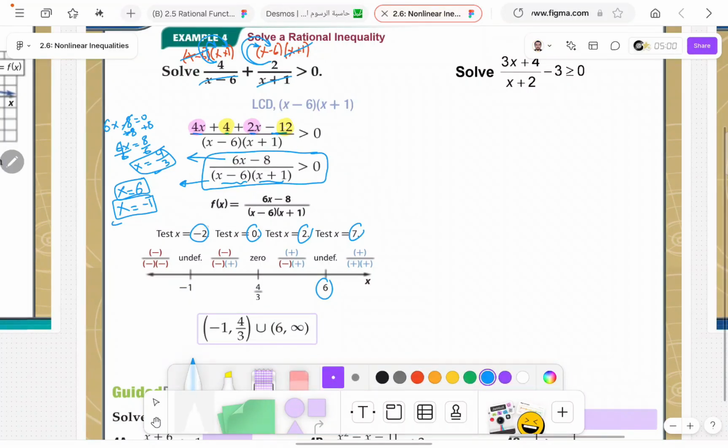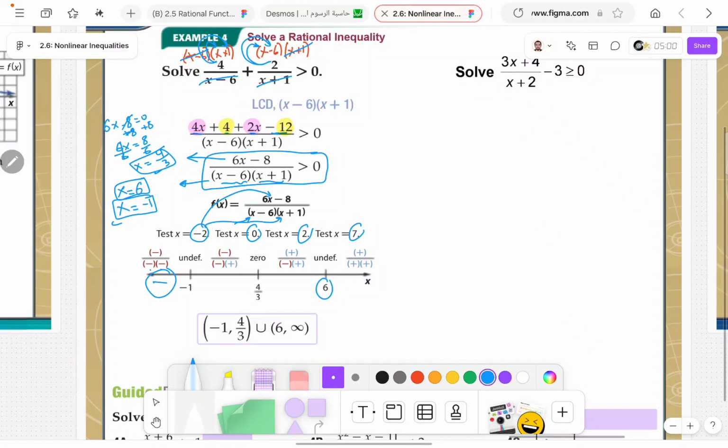So now let's replace negative 2 here. If we replace negative 2 here, so 6 times negative 2 minus 8, we will get a negative value. And if we replace negative 2 in this x minus 6, we get negative also. And if we replace also 2 here, also we get negative. So what we can do here, now multiply the denominator first. So we have minus and over. Minus times minus is equal positive. So minus divided by positive is equal negative. So all of that interval here is negative.